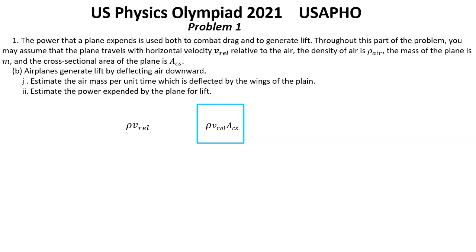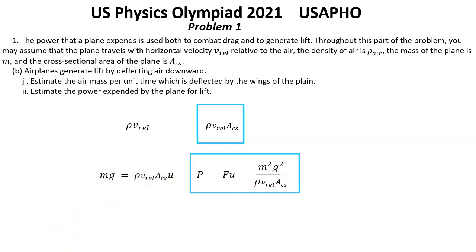Solution. Suppose the deflected air has a velocity u downward. Then the lift force is given by this formula: mg equals rho v real multiplied by A_CS multiplied by u. From here we can find what this velocity u is, and finally we have power equal to Fu, or m squared g squared over rho v real A_CS. That was the solution for the second part of question B.